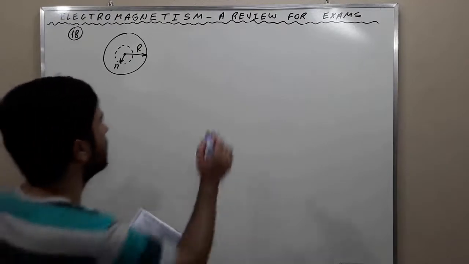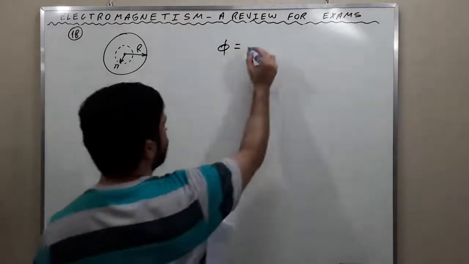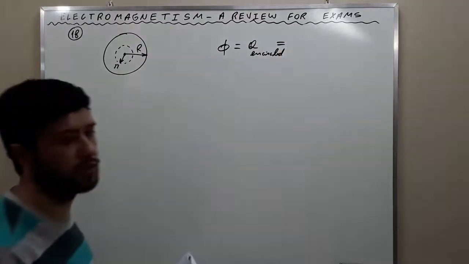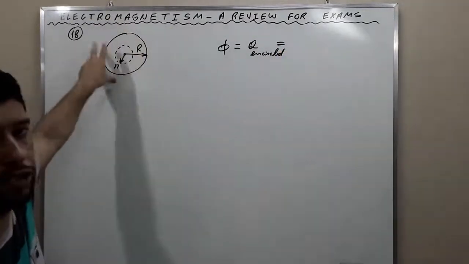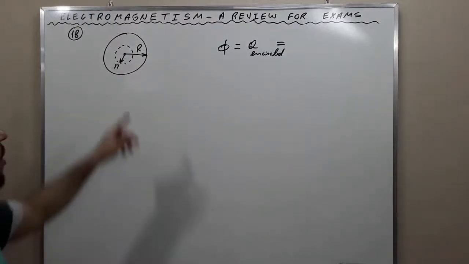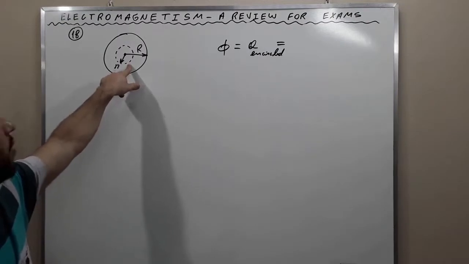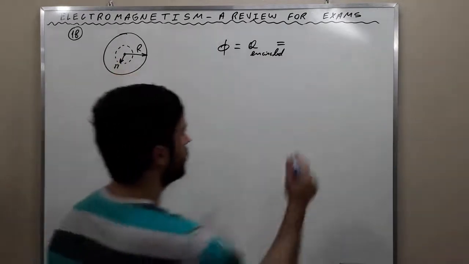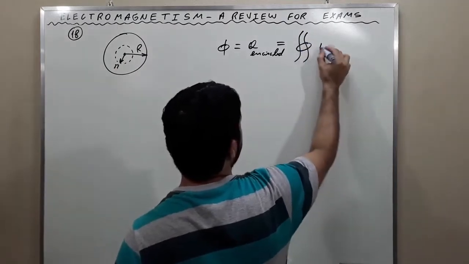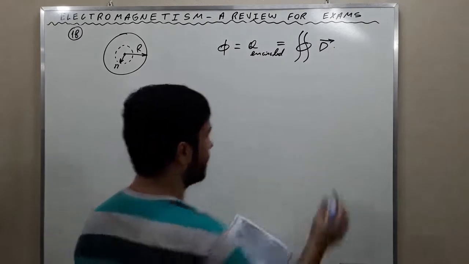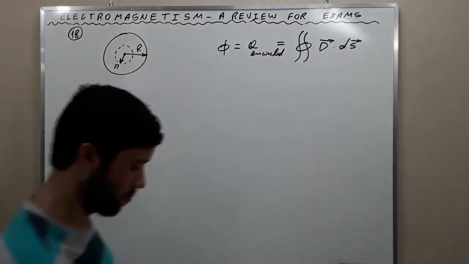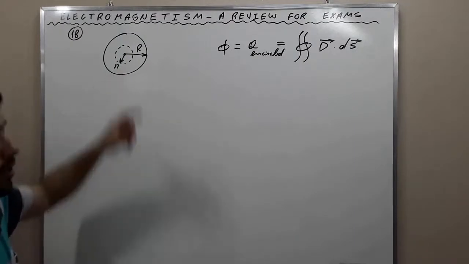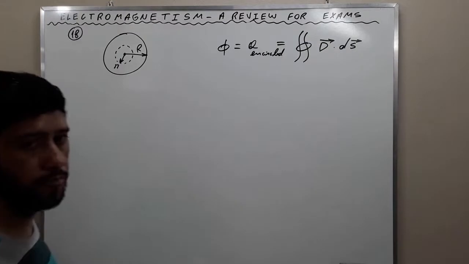Okay, so the flux is going to be equal to the encircled charge, not the entire charge. The entire charge was given to be Q. The encircled charge, only the charge within this smaller radius here, this smaller sphere, will be equal to the closed surface integral of the flux density, D dS.